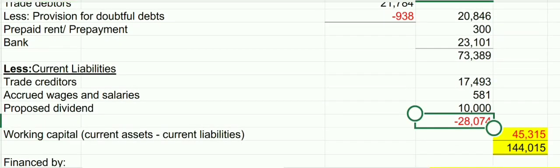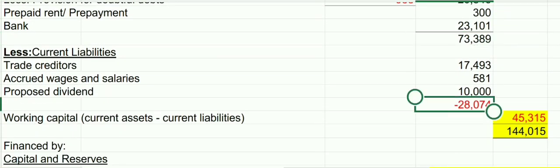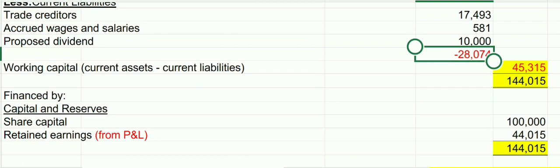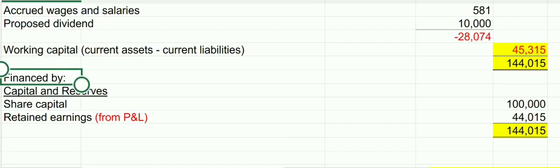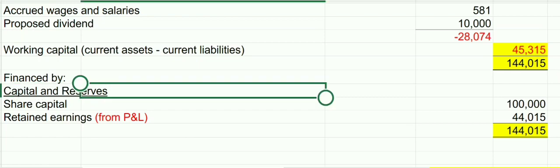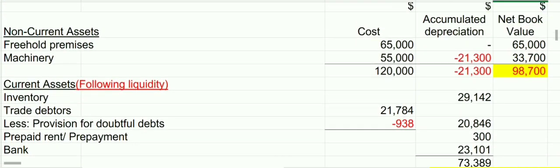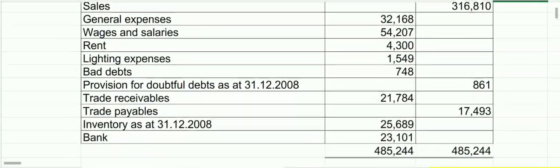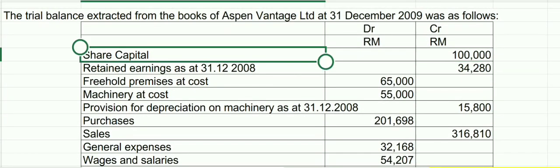Remember to calculate the total for your non-current asset, current asset and current liabilities. The totals also will give marks. But if you don't get balance, it's okay, because you have more marks for your workings. Finally, you write financed by capital and reserves, or you can write shareholders equity and reserves. This means you use this money to manage your business. You sell shares and you get 100,000 ringgit from shareholders. Take from the trial balance, 100,000 ringgit share capital, credit side.